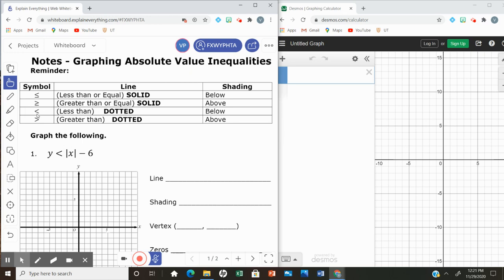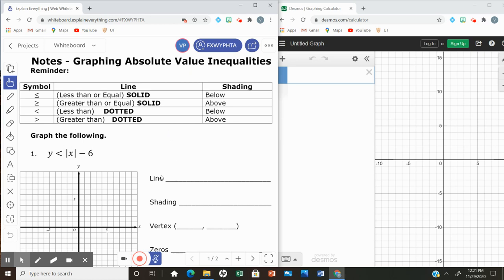The third symbol in the table is less than. It produces a dotted line, and the shading is going to be below. The last symbol in the table is greater than, which also produces a dotted line, and the shading is above. So if you're still confused with some of these symbols, make sure that you do write them down in your notes. Let's go ahead and get started graphing.